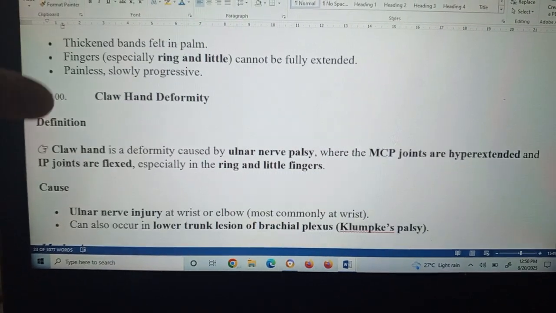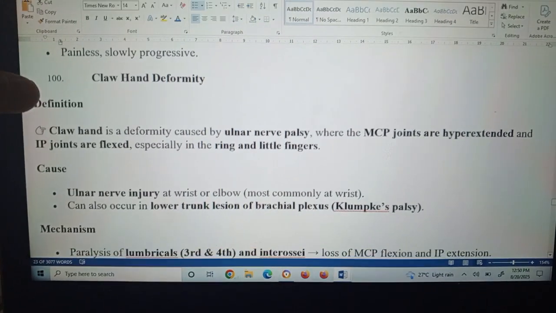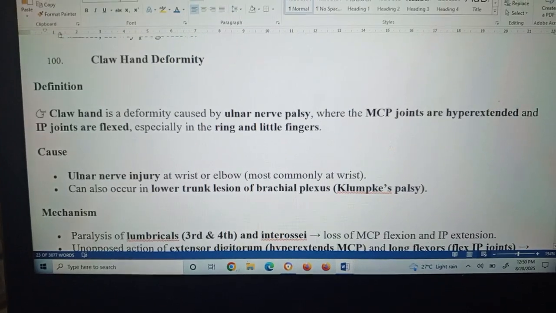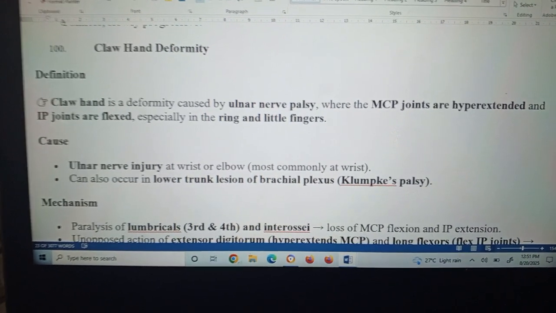Fingers, especially the ring and little finger, cannot be fully extended. It is painless, slow, and progressive. Claw hand deformity is due to ulnar nerve palsy, and the metacarpophalangeal joints are hyperextended and the interphalangeal joints are flexed, especially in the ring and the little fingers.